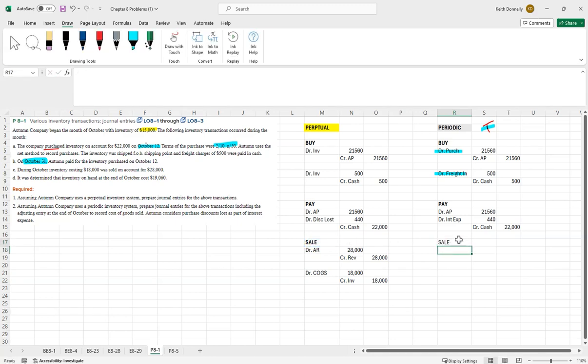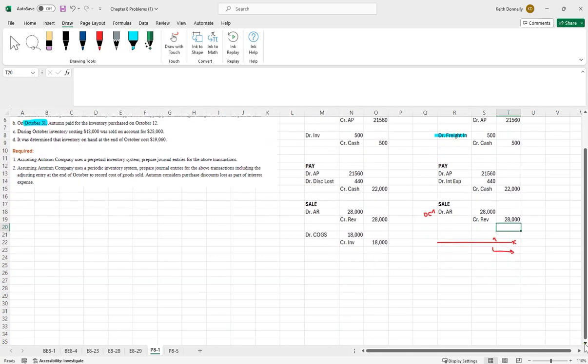Then we have the sale. For the sale, we do journal entry 1 to record the revenue. That's great, but where are we selling it? During October. We don't take cost of goods sold until the end of the period. So here in October, we're going to just do journal entry 1. We will not do journal entry 2 until we get to the end of the period.